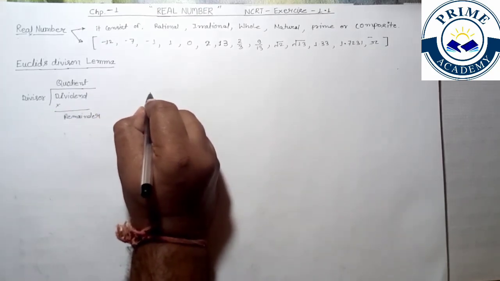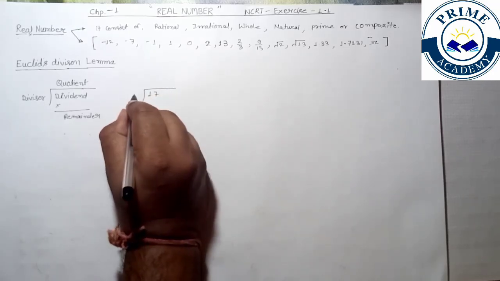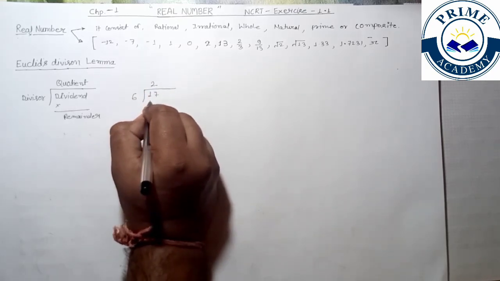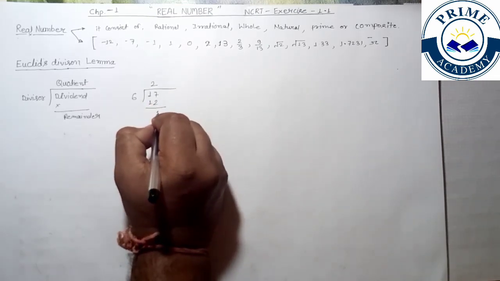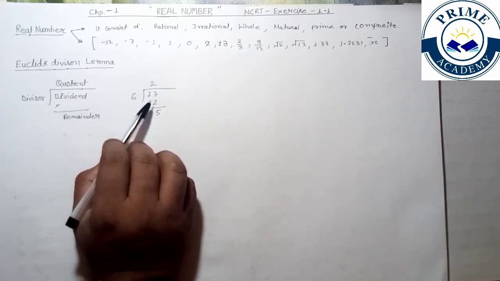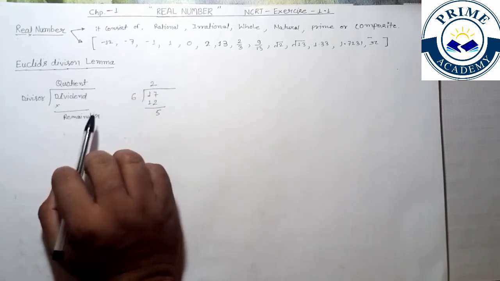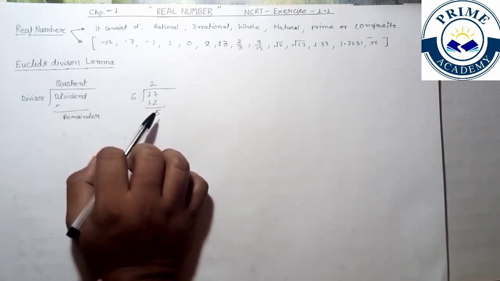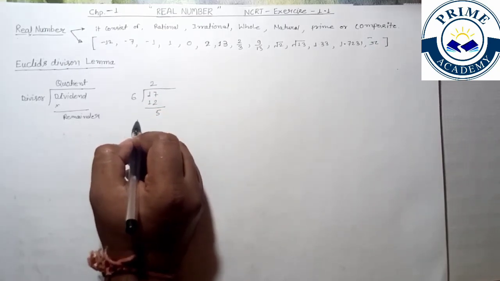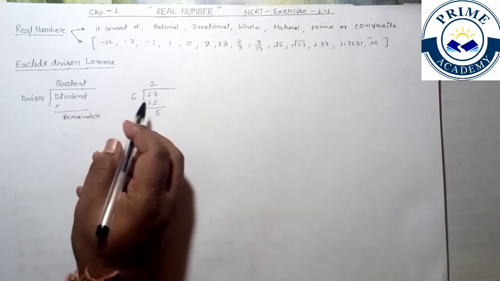Suppose I have taken the number 17, which is divided by 6. I take the quotient as 2, so here we get remainder 5. So in the place of dividend is 17, in the place of divisor is 6, the quotient we have taken is 2, and the remainder is 5. Euclid's division lemma gives a different format or technique to write the division rules.